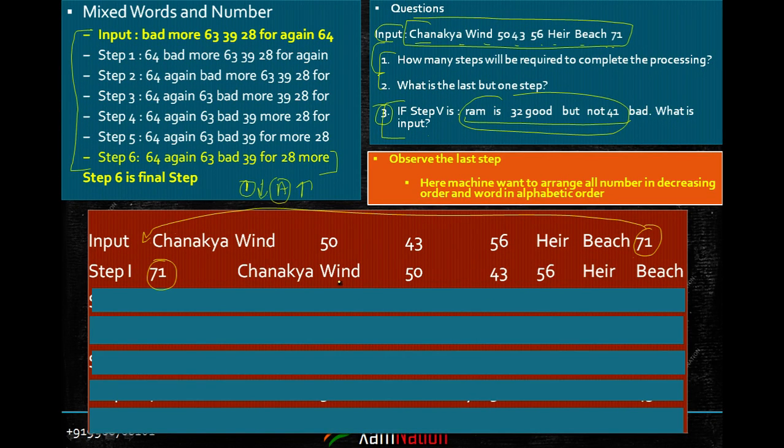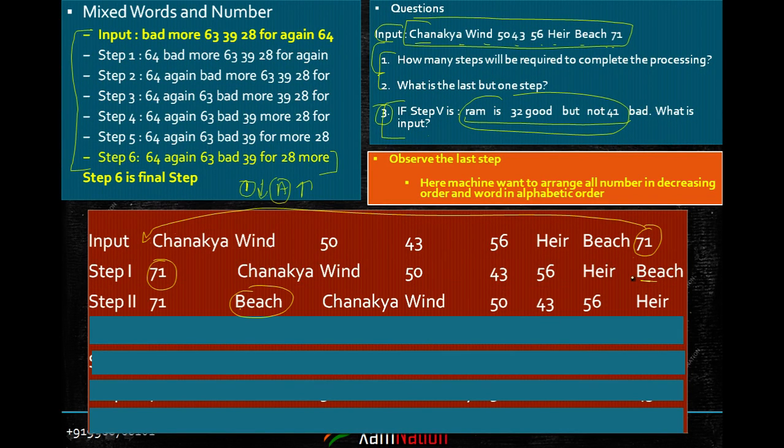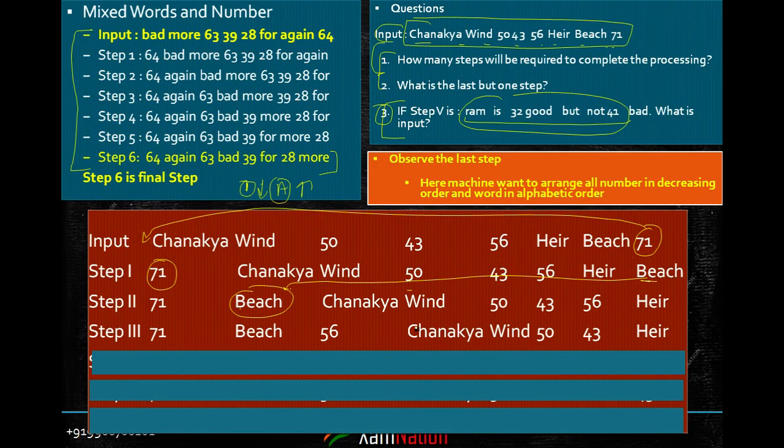Now there is a turn of letter. The lowest letter here is beach, so beach comes after 71. Beach has come from here to here, and everything is shifted towards the right. Similarly, in step 3 there is a turn of number, and the number just less than 71 is 56, so 56 comes from here to here, and everything shifts towards the right.